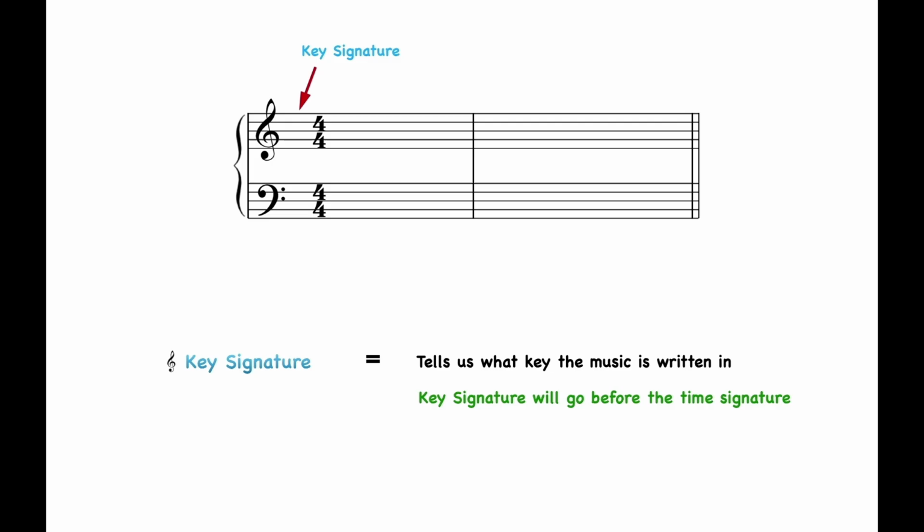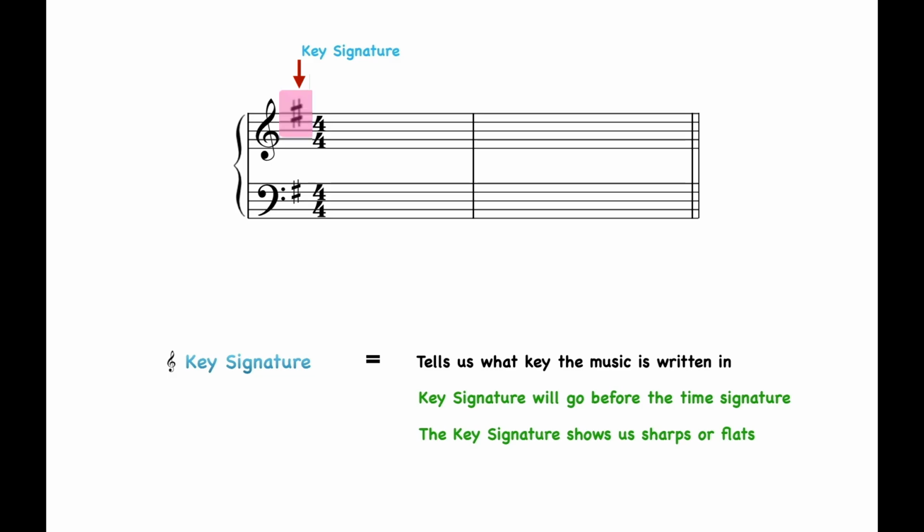Now the key signature will go before the time signature. So you will see the key signature turn up in between the clefs and the time signature. And basically they will show us what sharps and flats are in the piece. So here's a key signature of an F sharp. So it will always be the same on the treble clef as the bass clef. It will never be different. The key signature will be the same for both clefs.